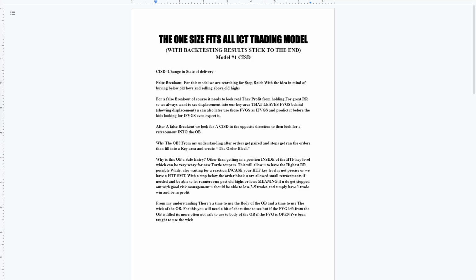whatever. Let's quit yapping and go ahead and get into the one size fits all ICT trading model. The reason I say this is one size fits all is because if you know ICT concepts, you understand the concepts, right? Most of the time for a high probability setup, you're going to be looking for a sweep of a high or low, right? So why not just get in at the high and low?